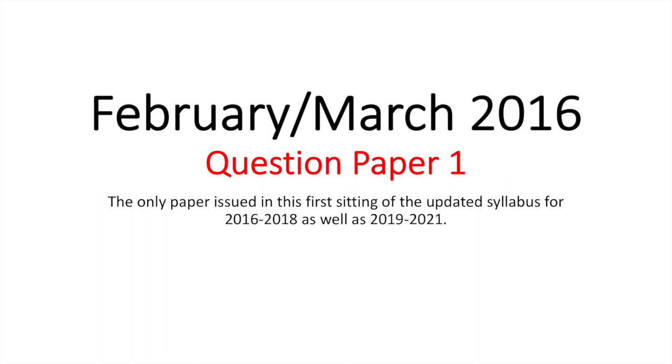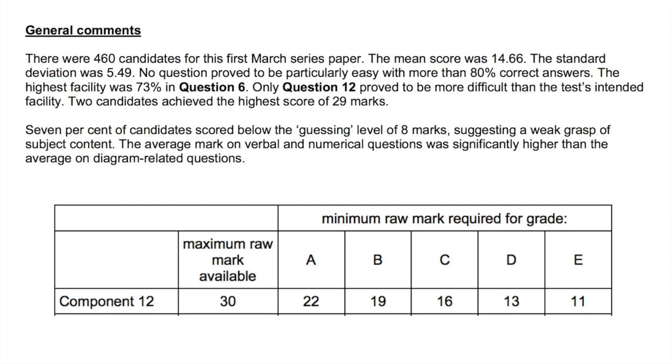In this video, we're going to work through the first Paper 1 issued for the 2016 to 2018 syllabus, which is similar to the 2019 to 21 syllabus with no major changes. First, let me share some general comments from the examiner's report. A link to this report can be found in the video information box. The minimum raw mark for specific grades is listed below. 22 marks out of 30 would have been sufficient for an A grade.